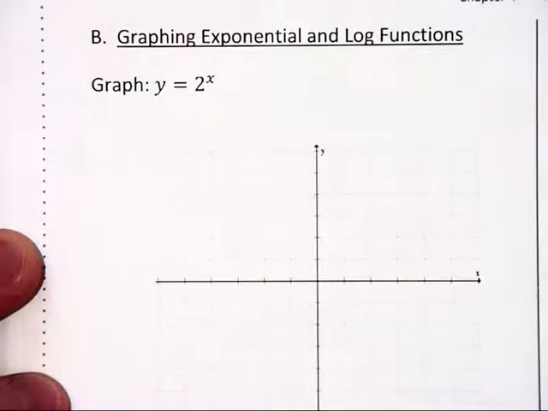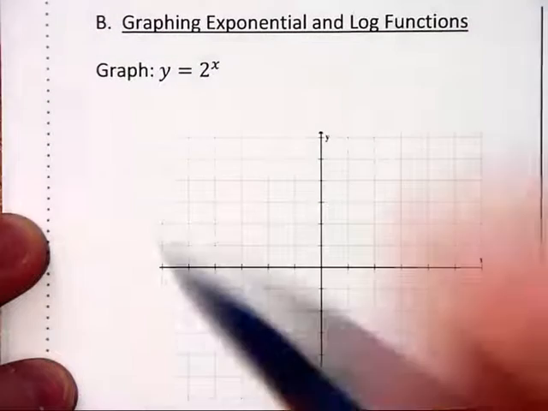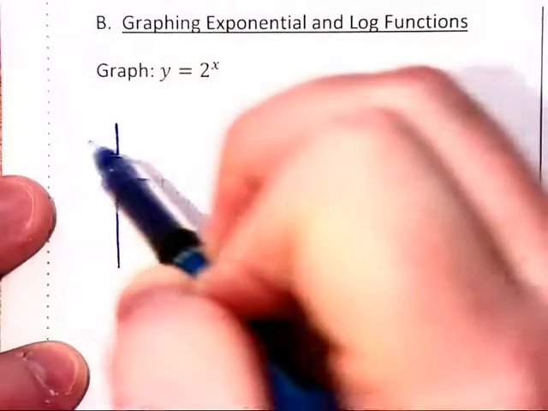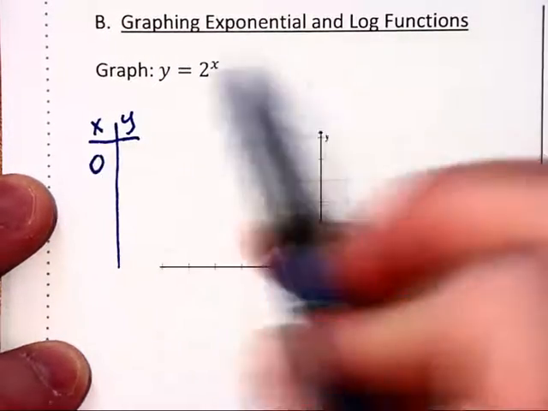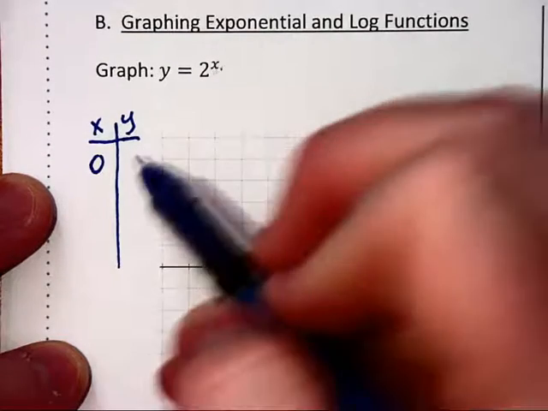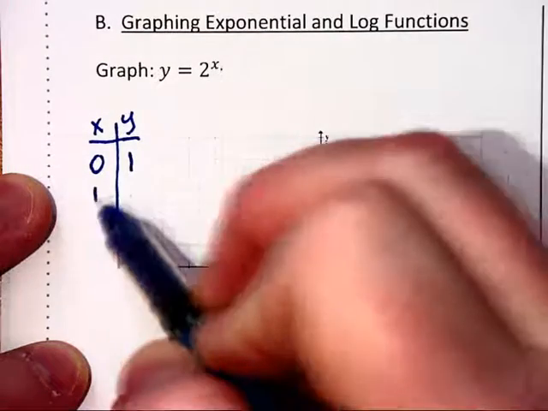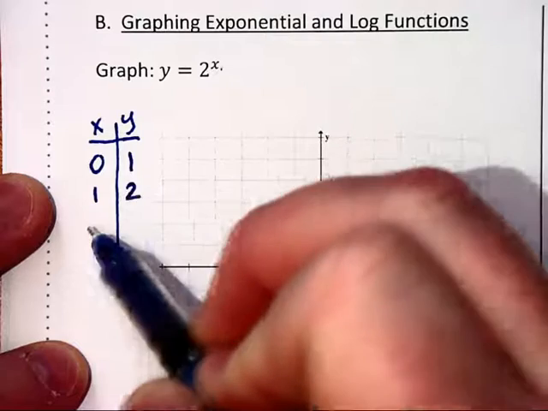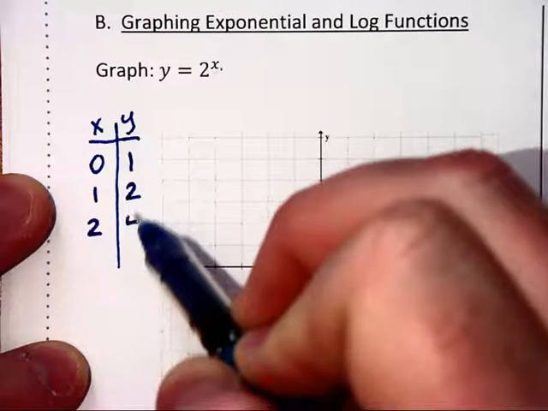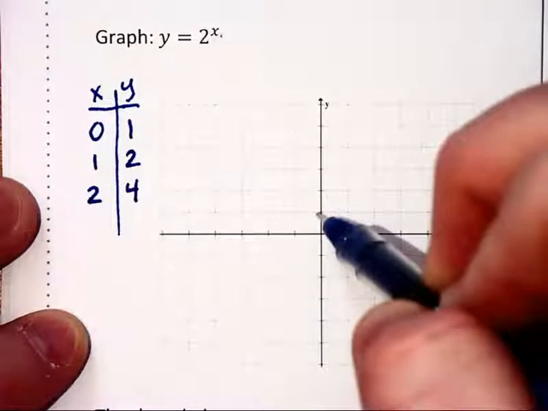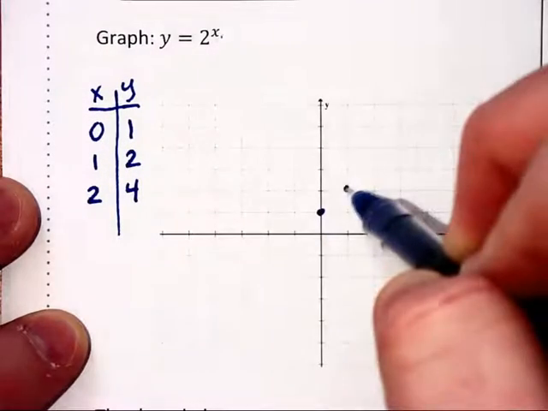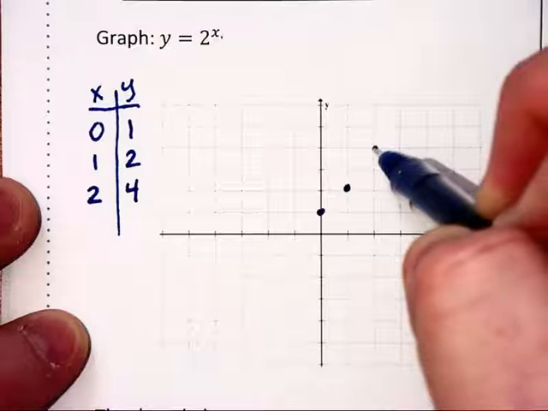Now that the preliminaries are out of the way, let's move our attention to graphing our first exponential function, y equals 2 to the x. We're going to begin by creating an xy chart, and I'm going to start by substituting in 0. 2 to the 0th power is 1, 2 to the first power is 2, 2 to the second power is 4. So let's plot these first 3 points. 0, 1, 1, 2, 2, 4.